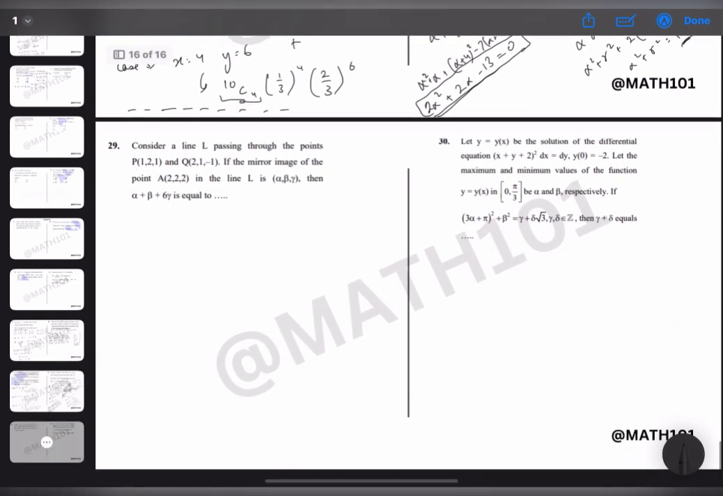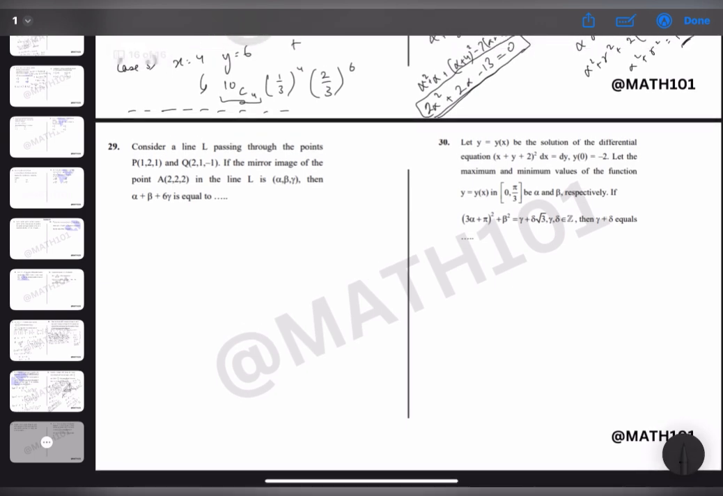Moving on, question number 29. Consider a line L passing through the points P is (1, 2, 1), so this is P, and Q is (2, 1, -1). The mirror image of the point in the line L is this. Then the line is (1, 2, 1) plus T times Q minus P, which is 2 minus 1 is 1, 1 minus 2 is -1, -1 minus 1 is -2.